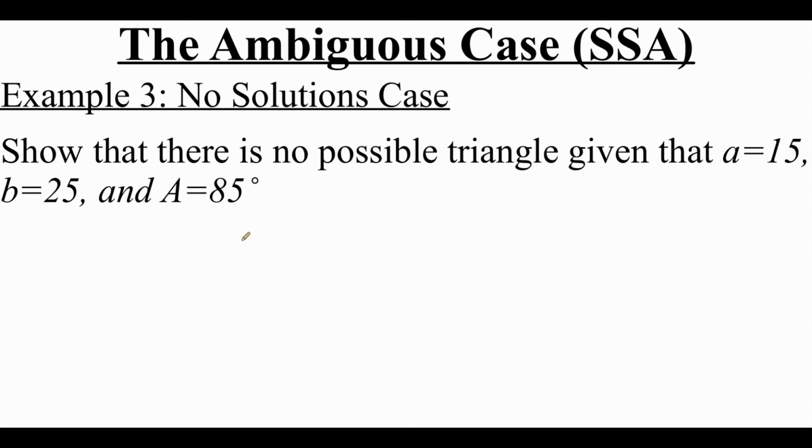We need to calculate the height. So to find the height of our triangle, we would do 25 times the sine of our 85-degree angle. And when we do that, we're going to get about 24.9. So because side A is smaller than the height, that means that no triangle is possible.